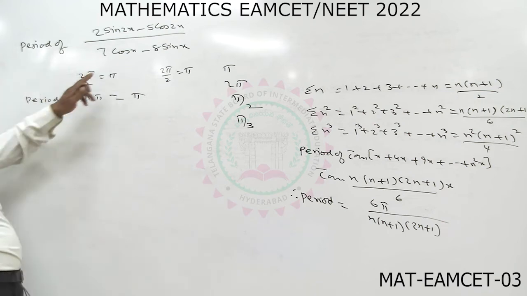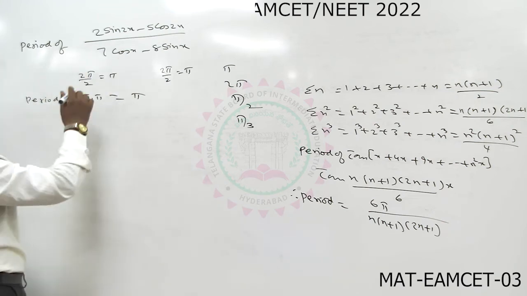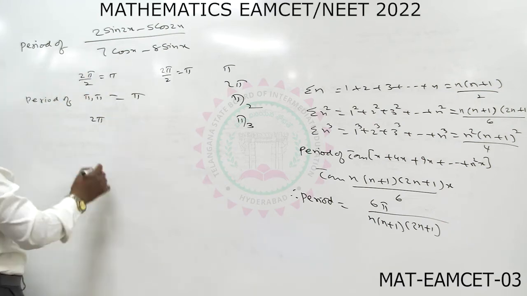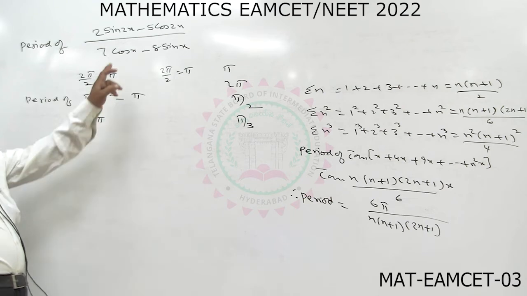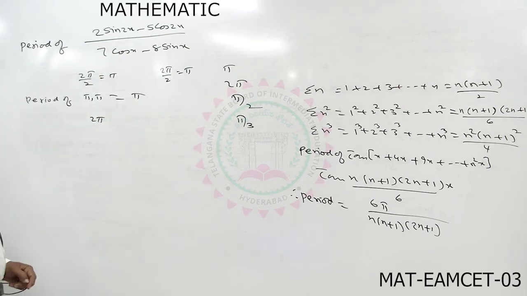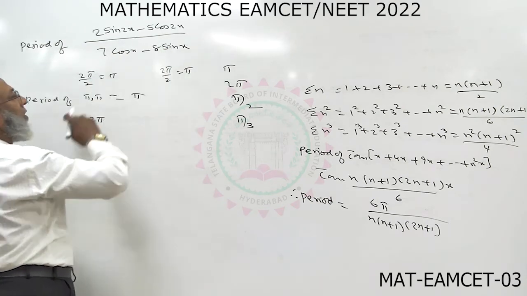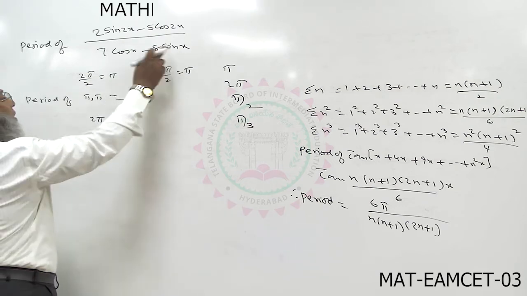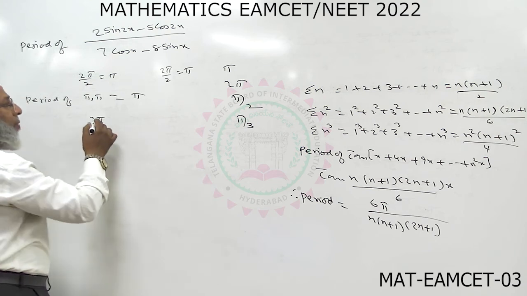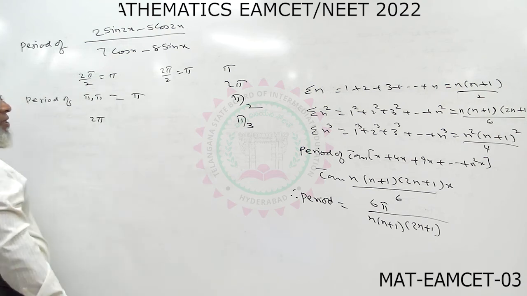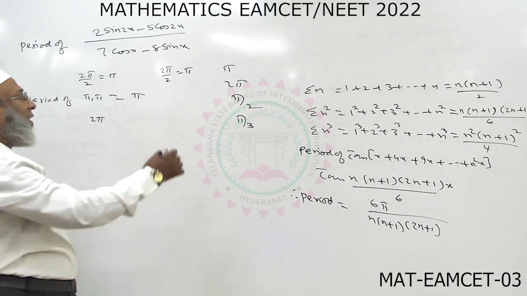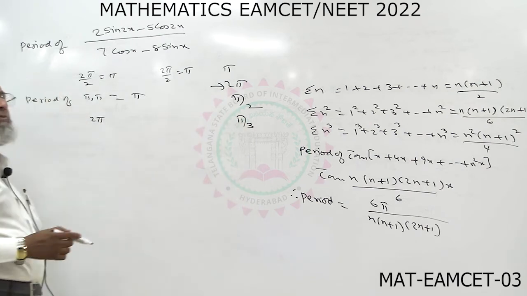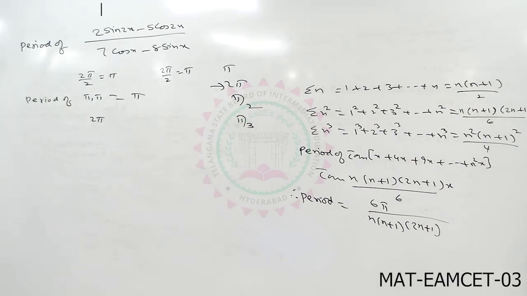Similarly, what is the period of cos x? Here it is 2 pi, because the coefficient of x is 1. Similarly, for sin x, the coefficient of x is 1, therefore the period is 2 pi only. Therefore, we have pi and 2 pi. What is the LCM of pi comma 2 pi? The answer is 2 pi. Therefore, the answer is 2 pi.